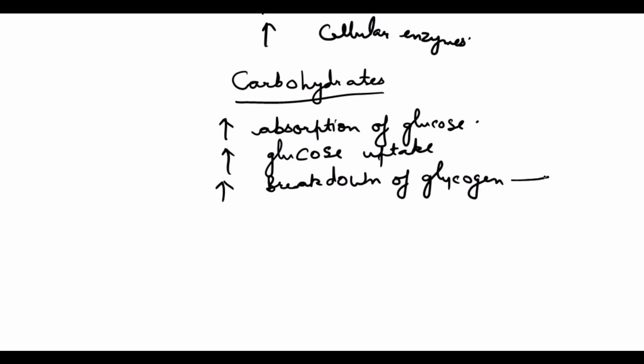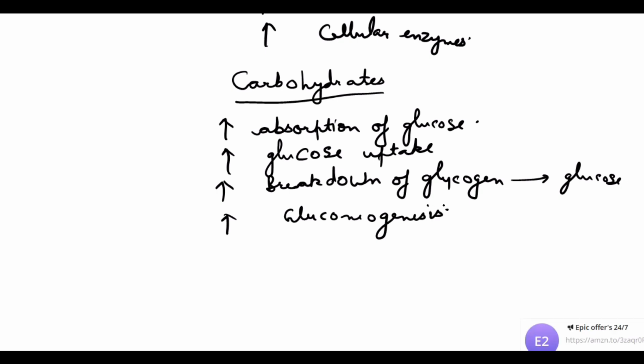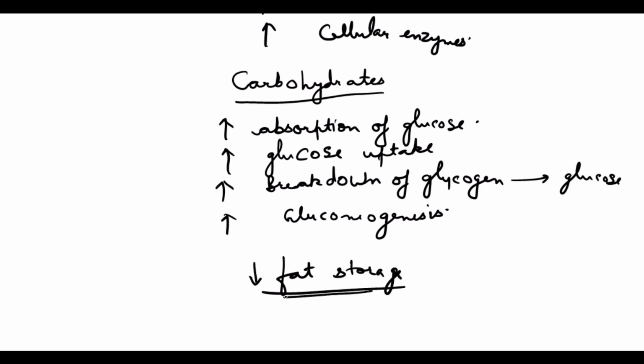The process we call glycogenolysis. The fourth is it accelerates gluconeogenesis, that is the formation of glucose from non-carbohydrate sources. What is the thyroxine effect on the fat metabolism? It decreases the fat storage by mobilizing it from adipose tissue and fat deposits. So the mobilized fat is converted into free fatty acids. That is then transported by the blood. So it increases the free fatty acid level in the blood.